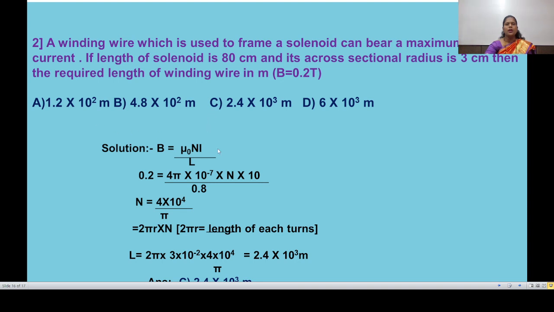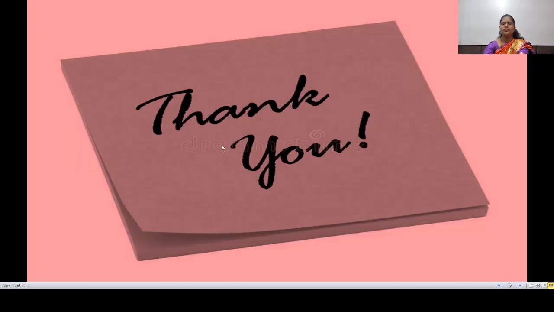In today's lecture we have seen the magnetic field due to the center of the toroid, some important formulae which we have to use for solving examples, some numericals and some MCQs. Thank you very much.